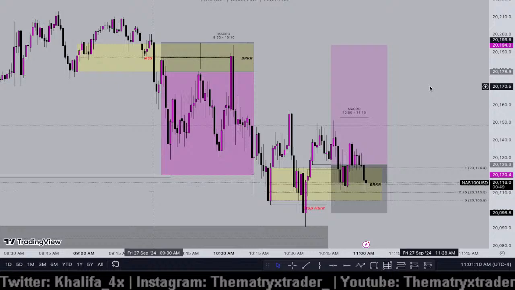Alright, now I believe this breaker is gonna be invalid soon. This is the only reason why I mark out these levels for the breaker and for the inversion as well.